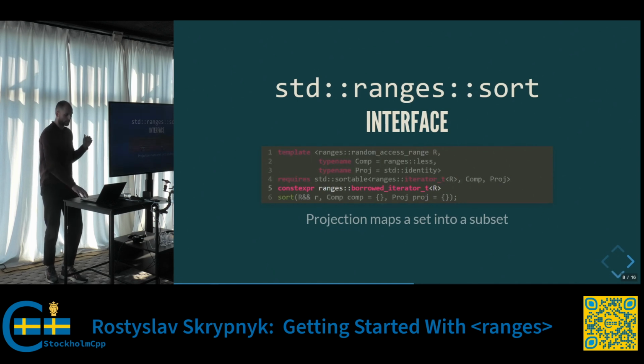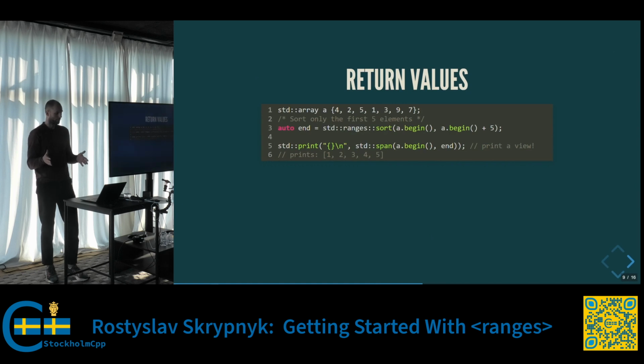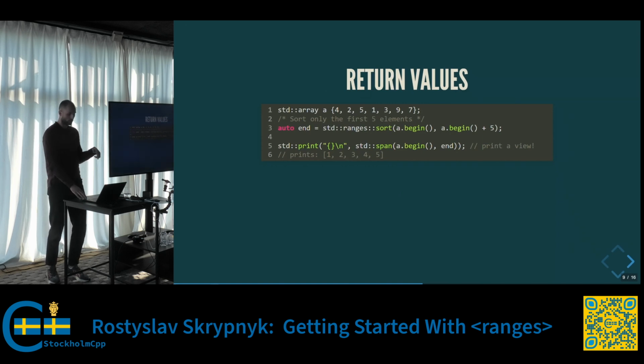Furthermore, we can notice that the ranges version of sort gives you something back, and it's an iterator type. Why is that useful? Well, let's say you have a collection of numbers and you want to sort a portion of it. So we do begin and then begin plus 5. And what you get is the end of the sorted collection. So then you can create this std::span and get your sorted portion of that collection.